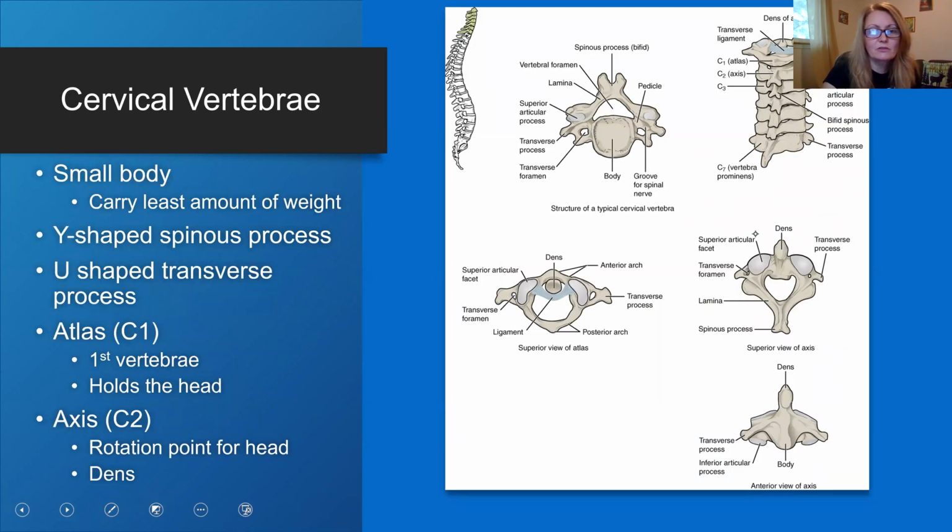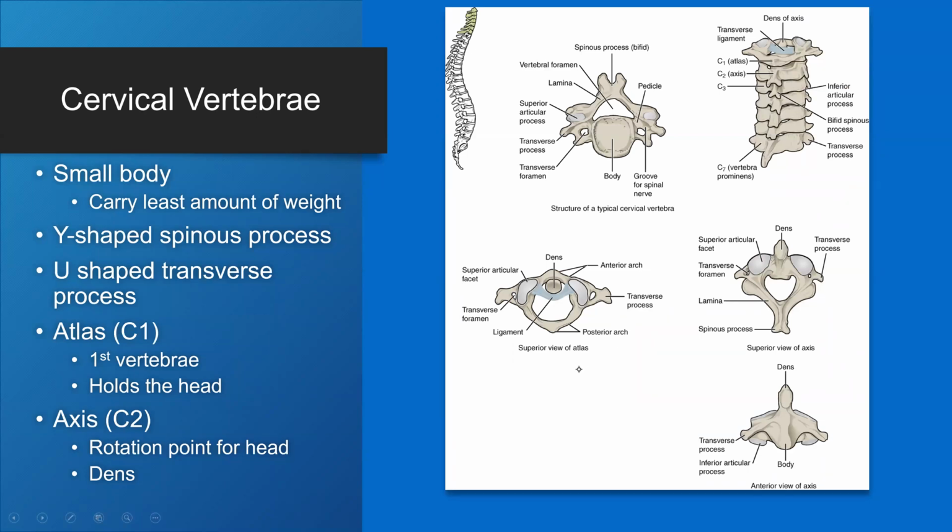So, cervical vertebra. A cervical vertebra has a small body and carries the least amount of weight, so pretty much just the weight of your head. It has a U-shaped spinous process. It's called a bifid or U-shaped spinous process, and it has these extra openings right there and right there that are called transverse foramina. Only cervical vertebrae have transverse foramina, because the vertebral artery goes to your brain through these foramina, right?